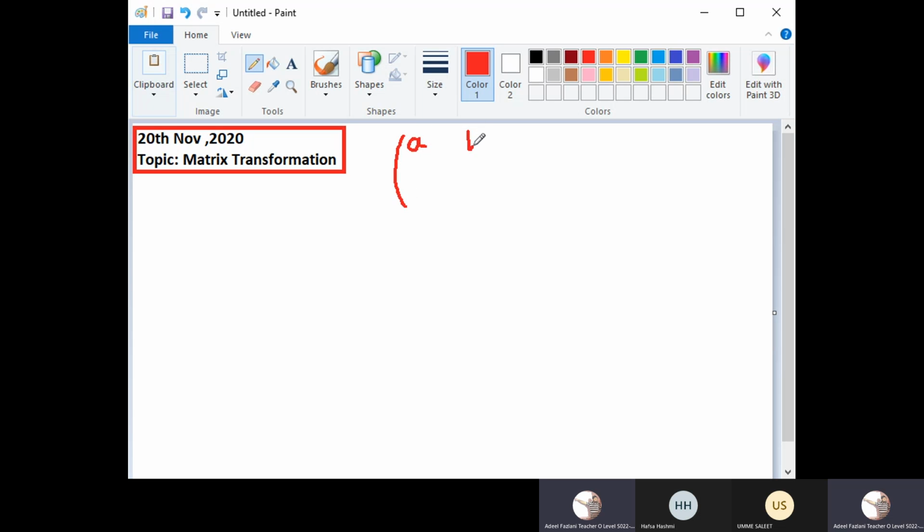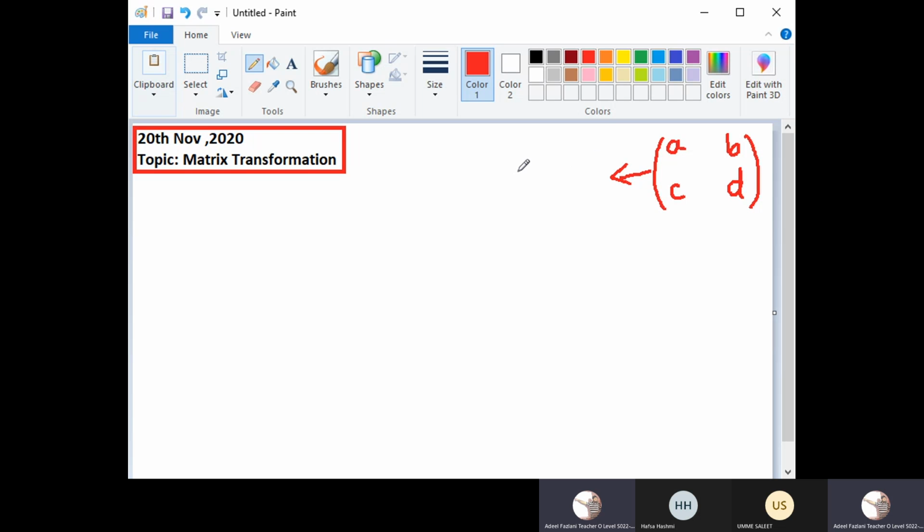Can you see the screen properly? B, C, and D. Yes or no? This is the form being represented for us. Yes, this is a representation of the matrix, right? And if I ask you, what is the order of this matrix?